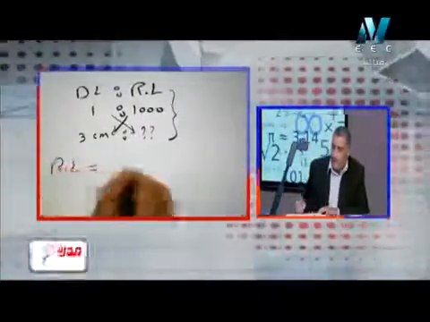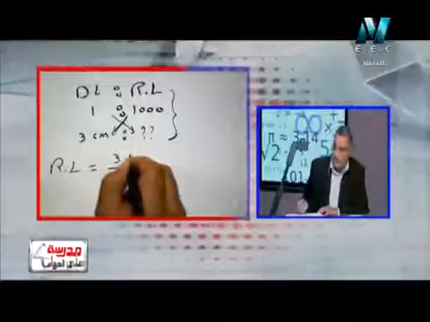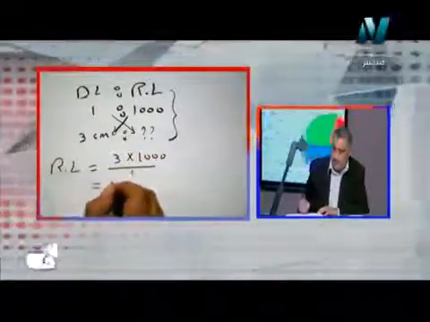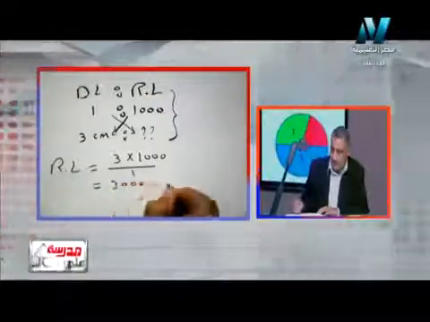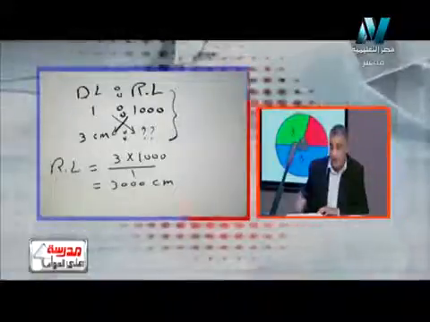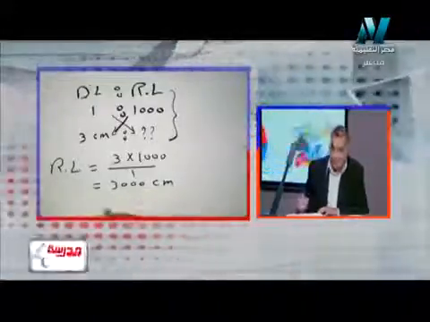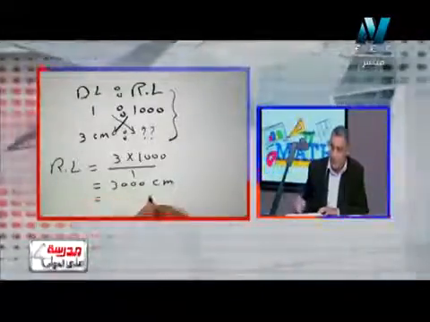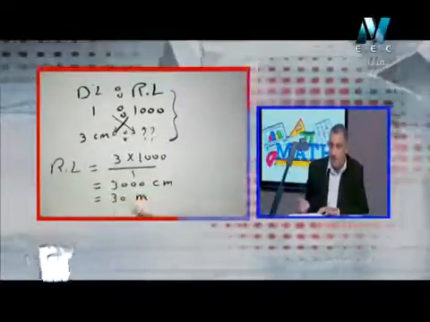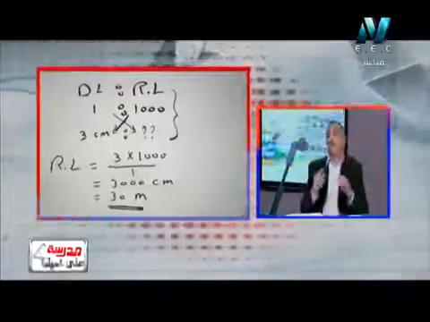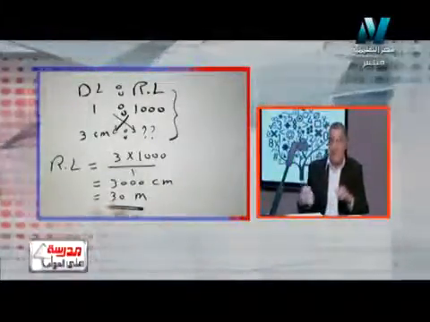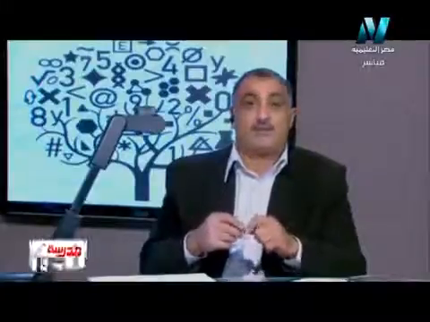RL equals 3 times 1000 over 1. The result will be 3000. 3000 what? Centimeter. We have to convert, divide by 100, to be 30 meters. دايما الريل ينطلعوا بالمتر أو بالكيلومترز، عشان كده لازم نعمل في الآخر الكونفرتنج لو كان طالب مني الريل.